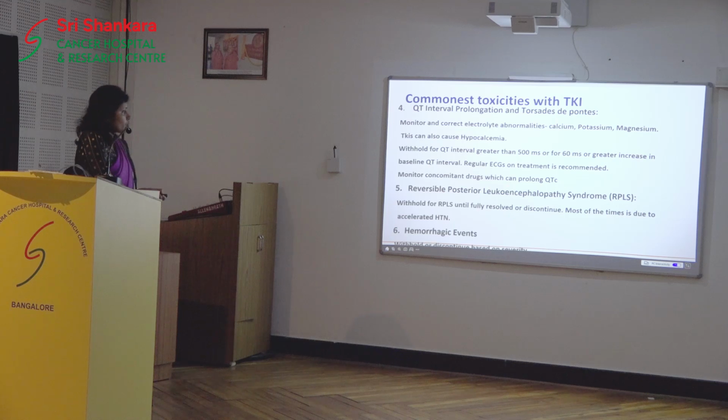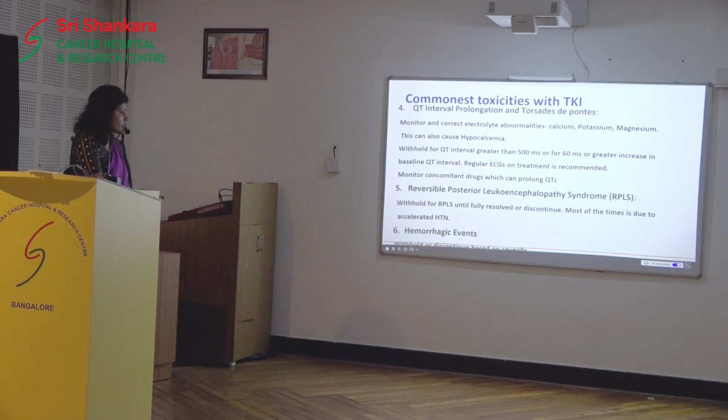The reversible posterior leukoencephalopathy syndrome, which is usually seen in our setting, I've encountered patients who are on these tyrosine kinase inhibitors who come with accelerated hypertension, and then they go to something like an encephalopathy, and the radiologist gives us this kind of report. So in such patients, we have not re-challenged, but again the recommendation says withhold till fully resolved and control the hypertension.